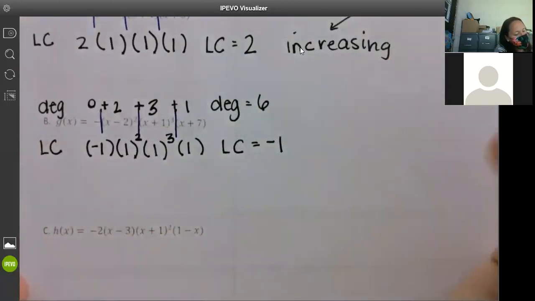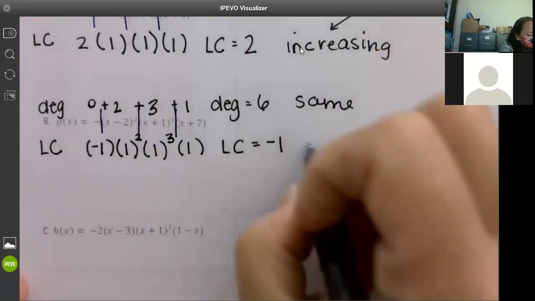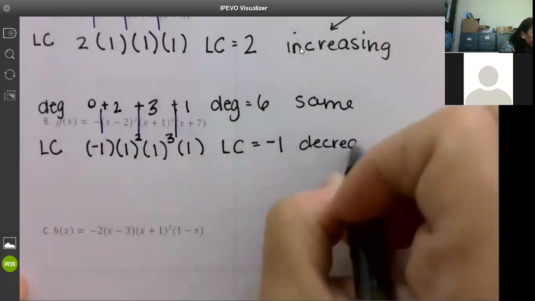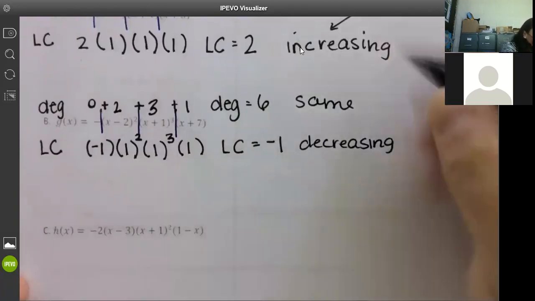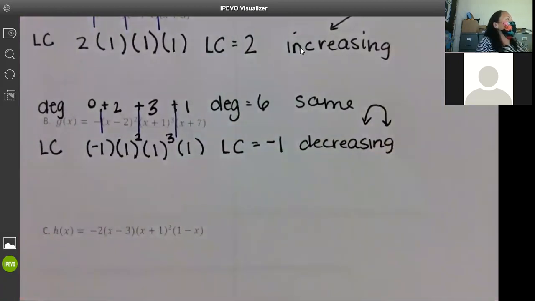What does this tell us? Same direction and down or decreasing. I don't care which way you say it, both are correct. So the sketch would look something close to this. Again, there might be some crazy stuff in the middle. So on the left side, it goes to negative infinity, and on the right side, it goes to negative infinity.